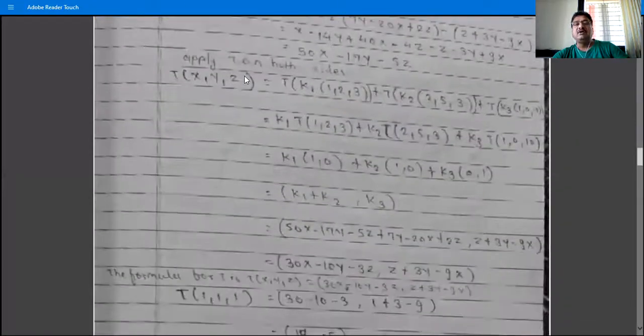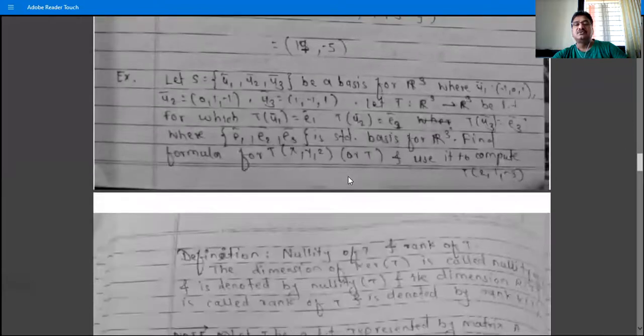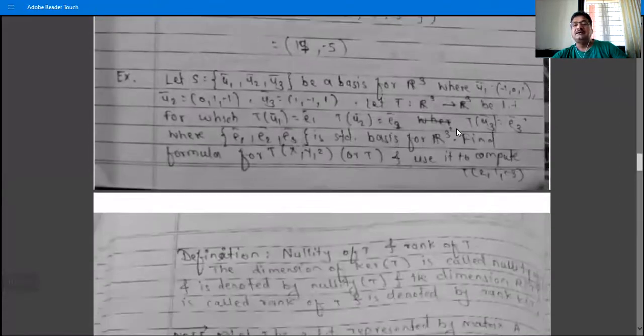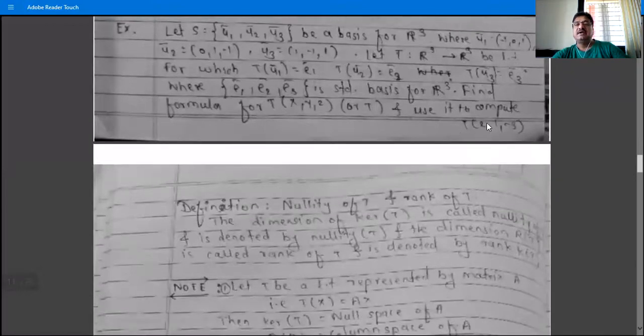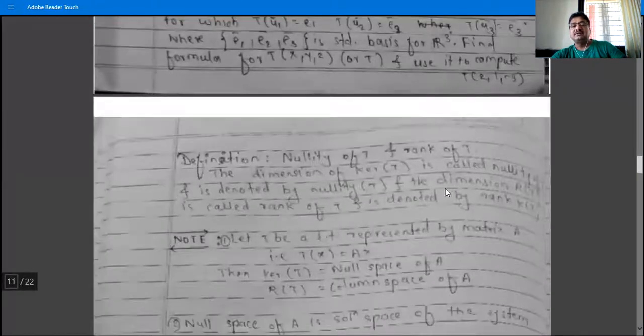And then apply T on both sides. And then write T of u1 as (1, 0, 0), and T of u2 as (0, 0, 1) instead of this. And then apply the definition. We have the formula for T(x, y, z). Okay, see, like this, T(x, y, z) is equal to this, a 3-tuple now. So these are some problems.